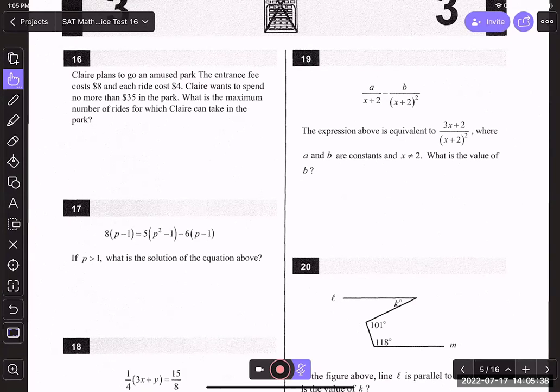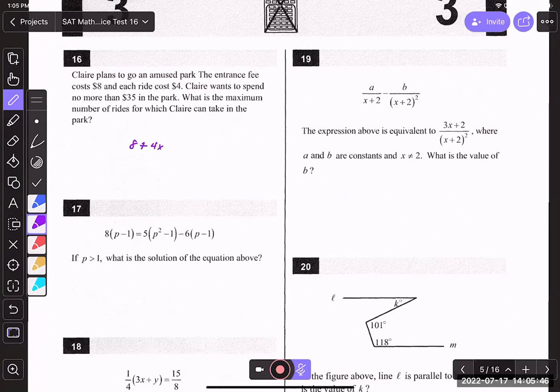So we can start by making an equation. So it'll be 8 plus 4x is less than or equal to 35. And we solve for x. So 4x is less than or equal to 27. And then x is less than or equal to 6 and 3/4, right? So the answer here is 6, right? Yeah. I agree with you here.